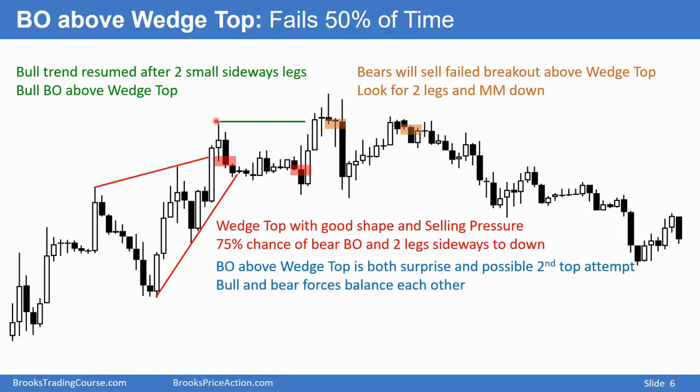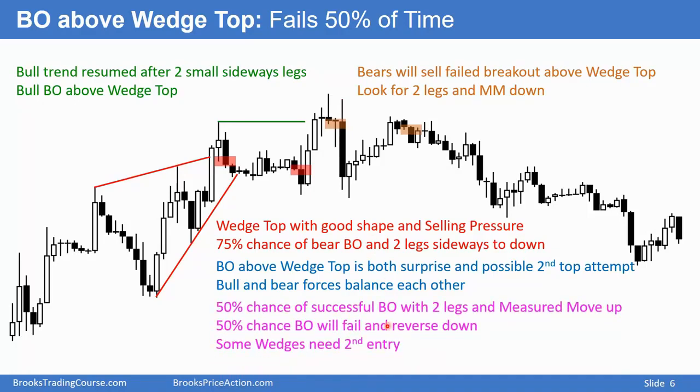The breakout above the wedge is a surprise. Very often, you'll get a second leg up, especially when the breakout has a pair of strong bull bars like this. Usually, you're going to get at least a small second leg up. And a lot of bears will wait until after the micro double top, and then they'll look to sell the reversal down. Whenever there's an obvious location for a stop, a wedge top up here, there's a 50% chance the breakout will lead to a measured move up, and a 50% chance the market will try to top again and be successful.